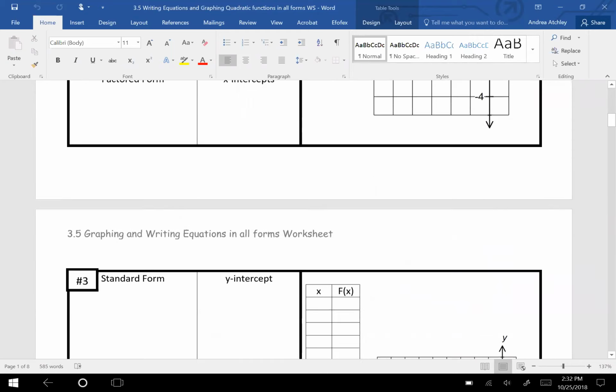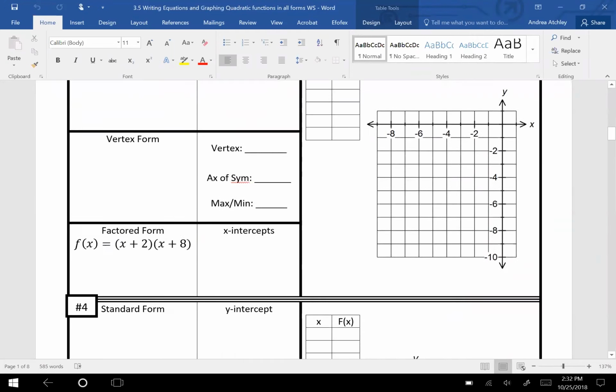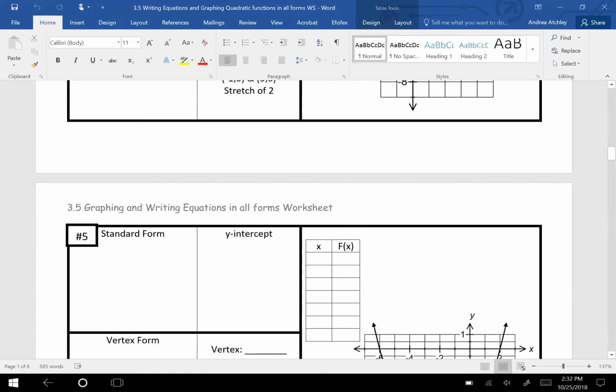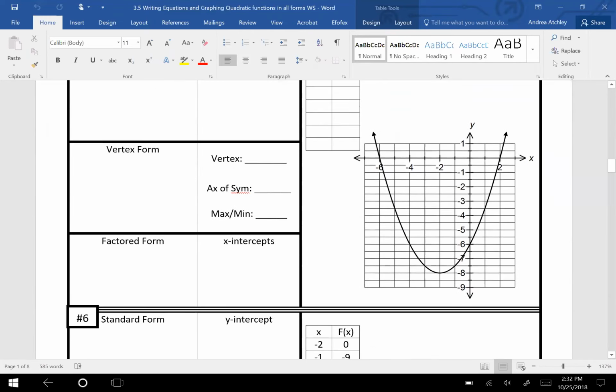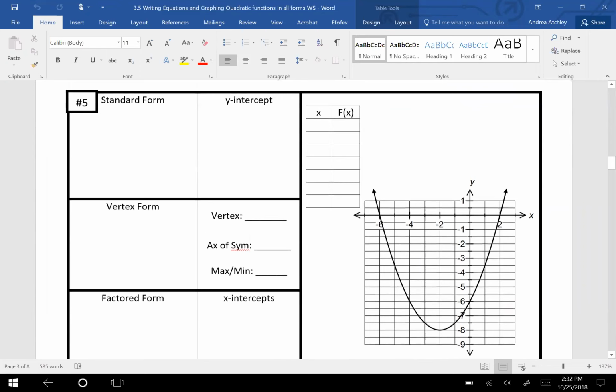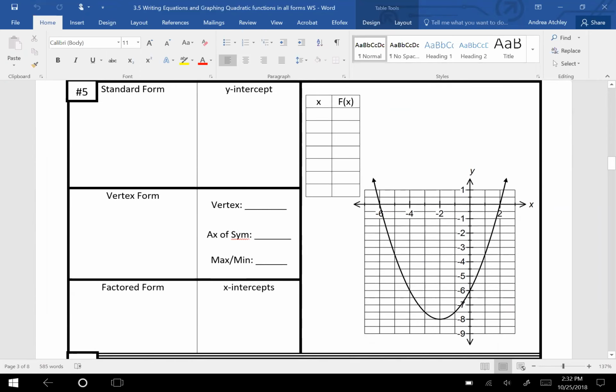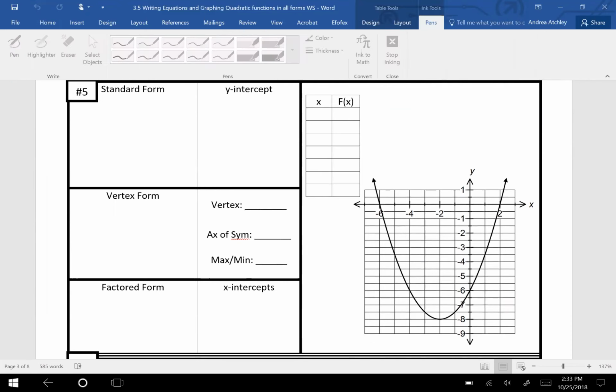So I'm going to go to one that might be more difficult. Let's see. Let's do number 5 together. Okay, so we're given the graph. The obvious thing to do first would be to fill in the chart that they give us. So we're going to find our points.